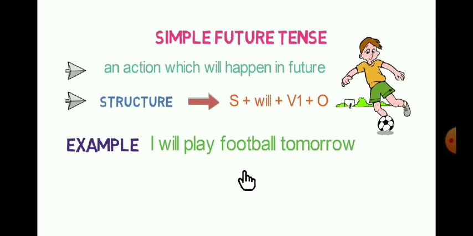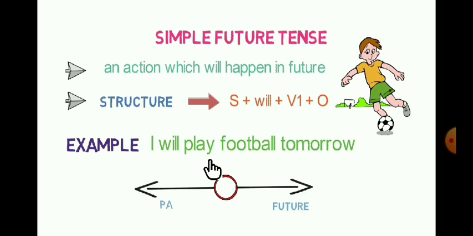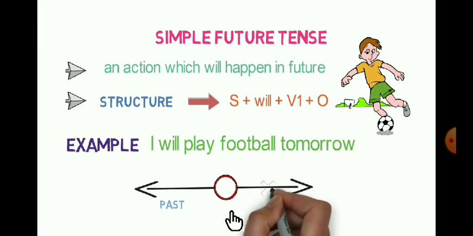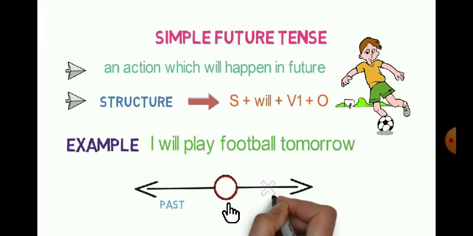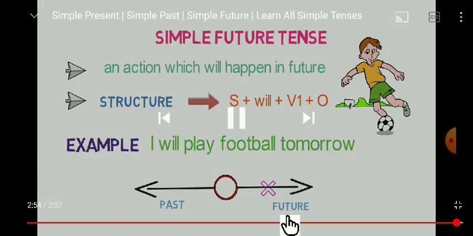Then I will play football tomorrow. Instead of play and played, we have used will play football tomorrow. Will plus verb one, which is play. So let's see the action timeline. P denotes the present in between. So the action occurs here where the cross is marked, in the future. Understood?